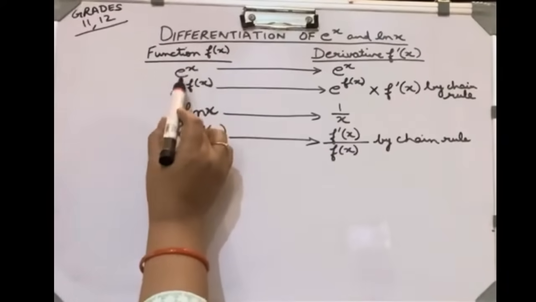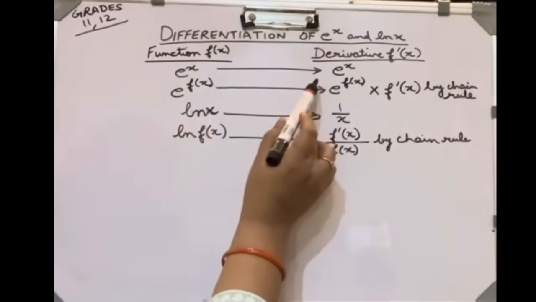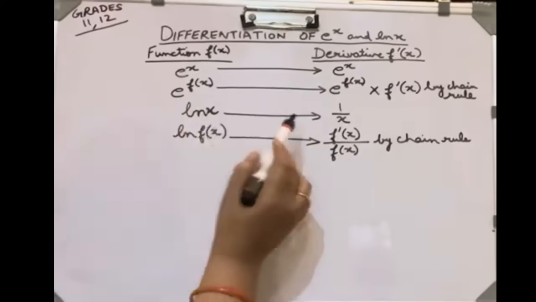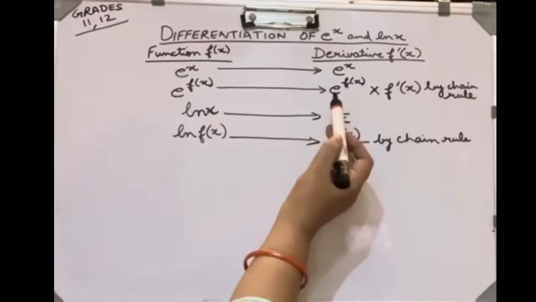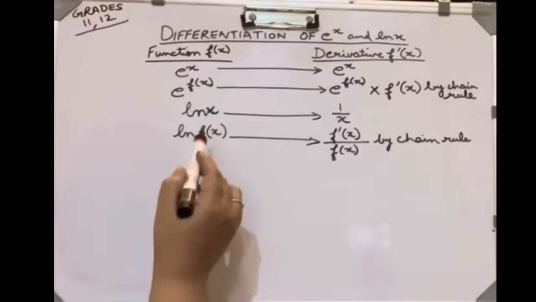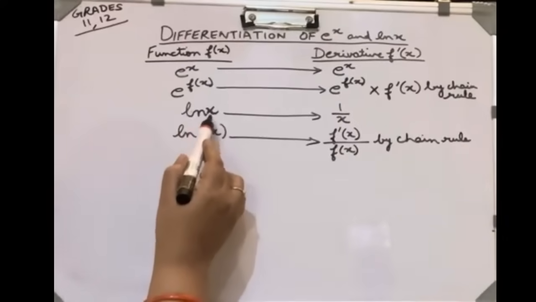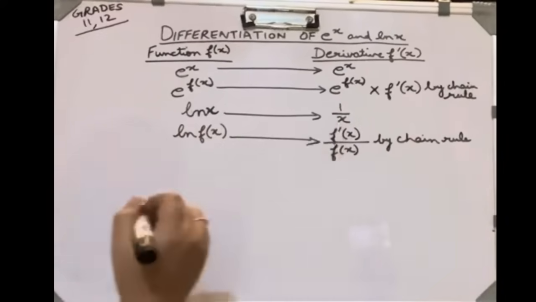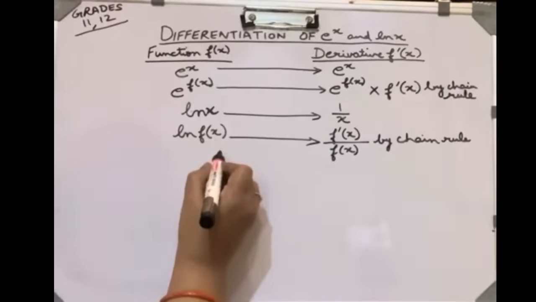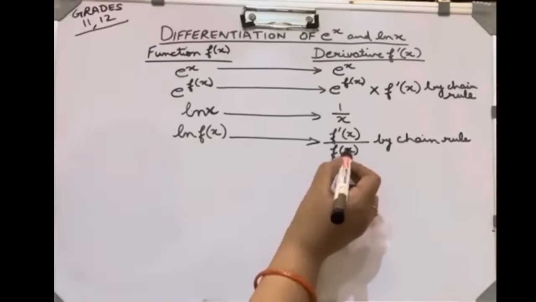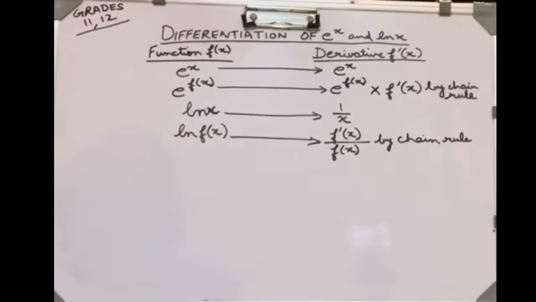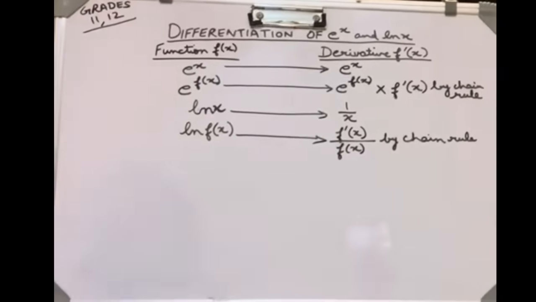If the function is e to the power x, then its derivative is unchanged. It is e to the power x. If the function is e to the power f(x), then by chain rule, its derivative is e to the power f(x) multiplied by f dash x. If the function is ln x, then its derivative is 1 by x. And if the function is ln f(x), then its derivative is f dash x by f(x), and this is also by chain rule. So let's begin solving a few sums today.